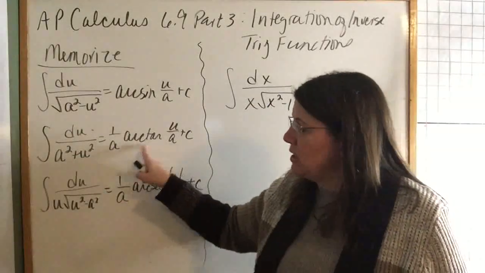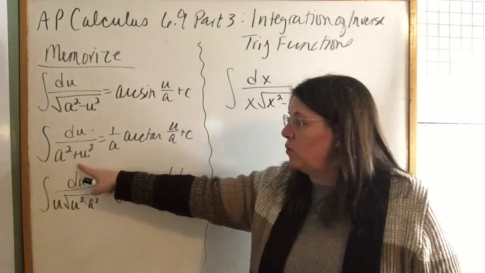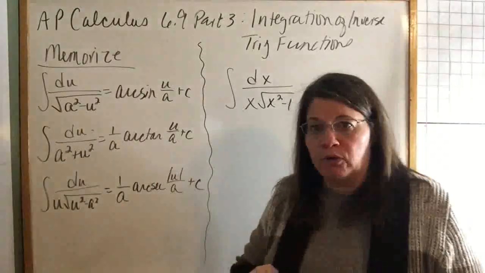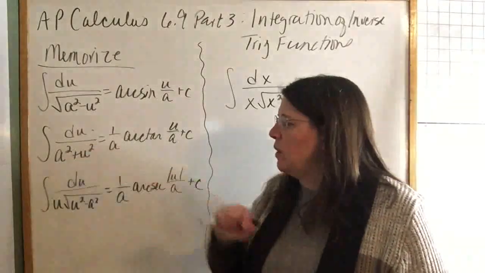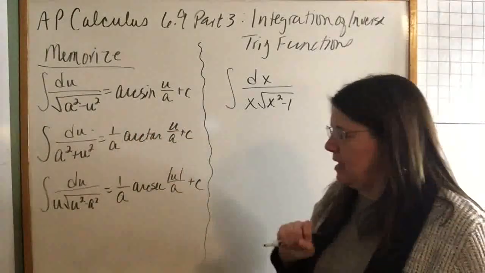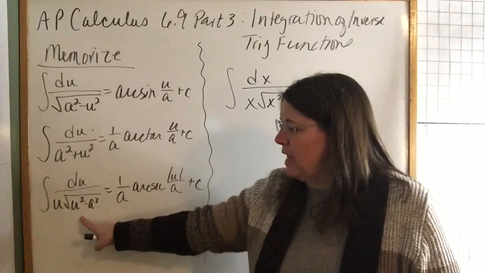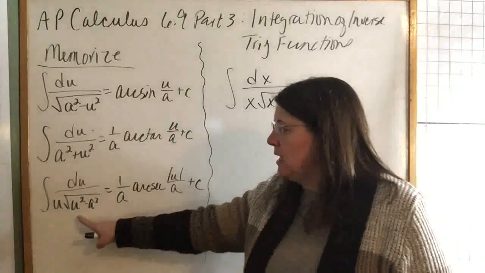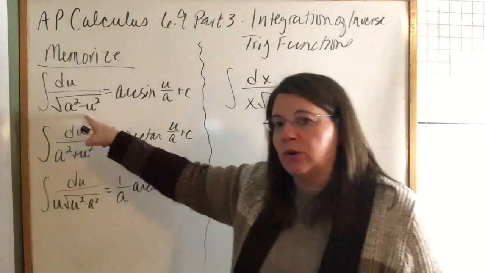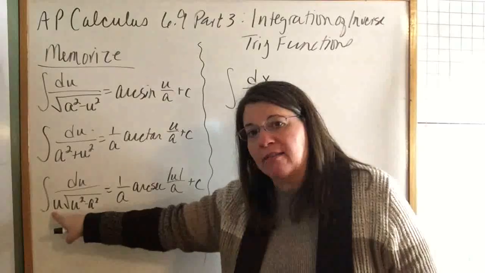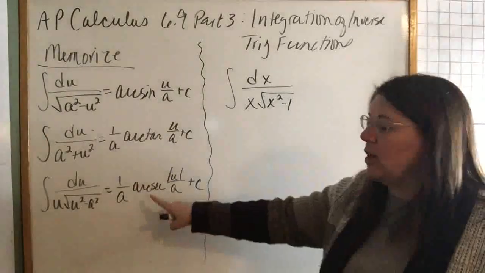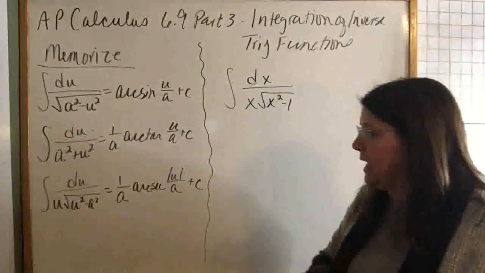For arctangent, it's du over a squared plus u squared. So you're looking for two things that are squared with no square root. So that formula is du over a squared plus u squared equals 1 over a arctangent u over a plus c. The integral du over u times the square root of u squared minus a squared. And notice this is similar to what this says. The u and the a are backwards, but you also have an extra u on the outside. So when you have that form, the answer is going to be 1 over a arcsecant, the absolute value of u over a plus c.